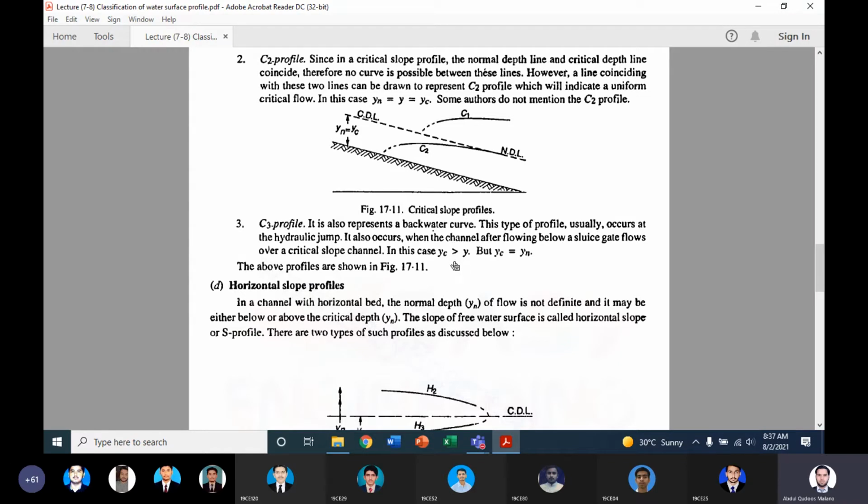ठीक है, that is why it is comparing it with the depth of the flow. ठीक है, क्रिटिकल डेप्थ कंपेयर कर रहा है, नॉर्मल नहीं कर रहा. Is it clear? रिपीट करें ये थोड़ा.